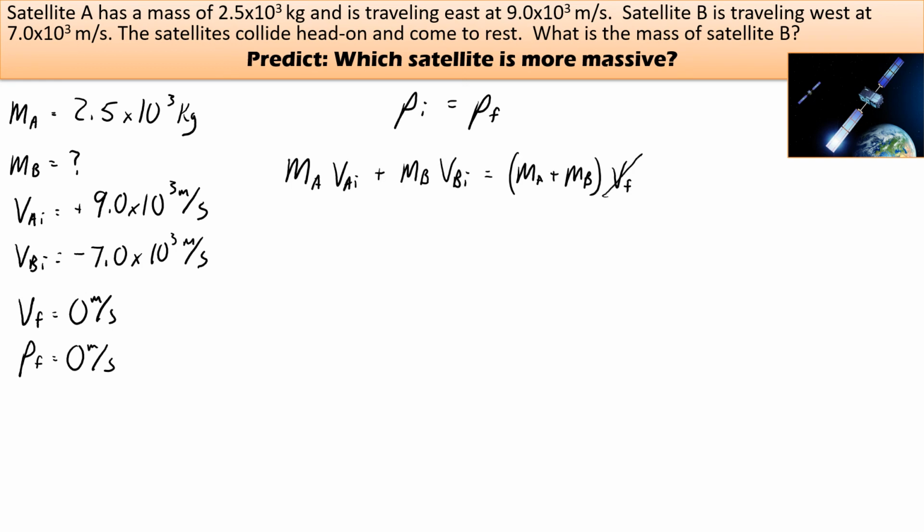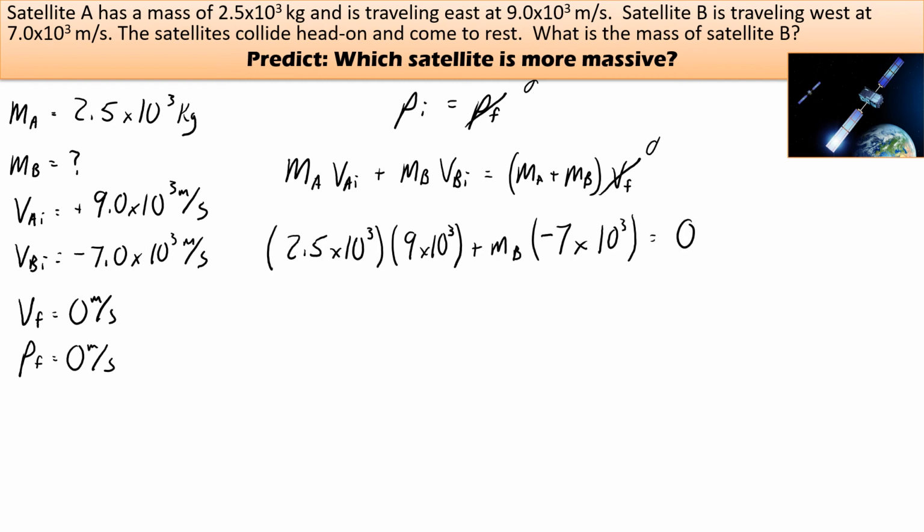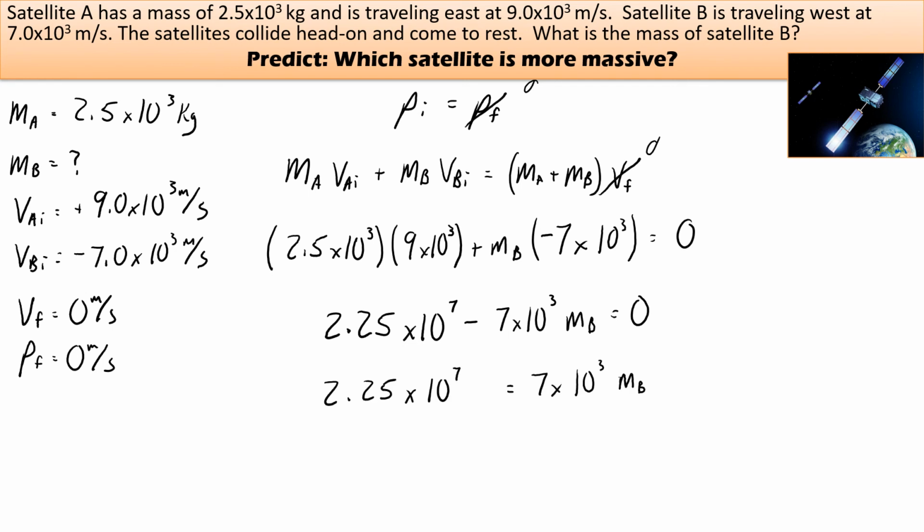And then since vF is 0, that's what I'm saying, that the final momentum is 0, and we will substitute in our values. Don't forget to make this negative, otherwise you'll probably get a negative number for your mass, which does not make sense. All right, so we'll simplify and rearrange the equation a little bit, and at this point we have the p equals mv equation. This is the momentum, in kilogram meters per second.